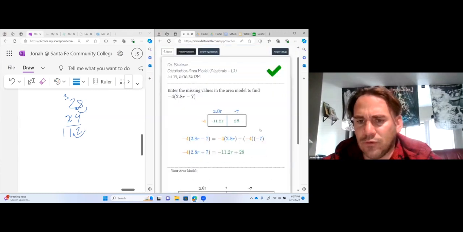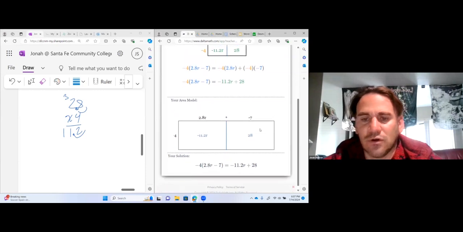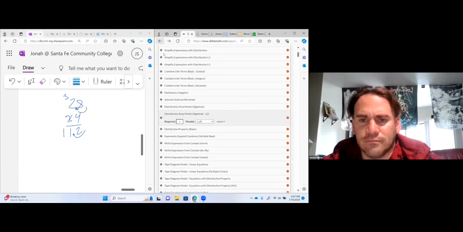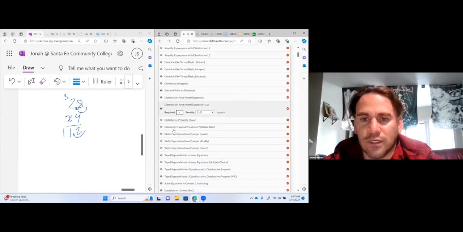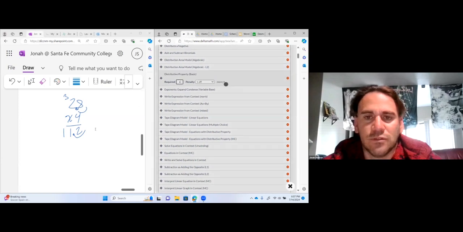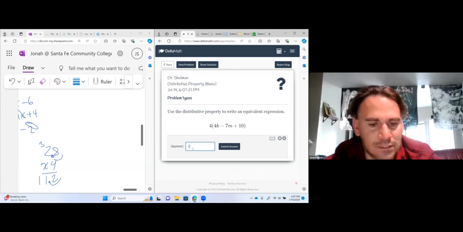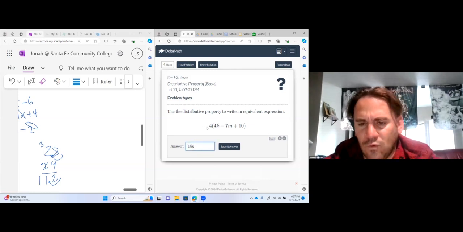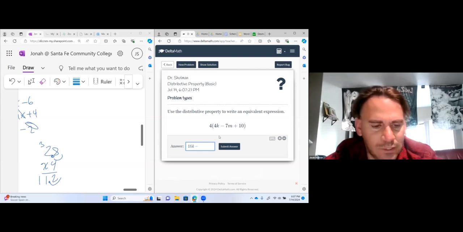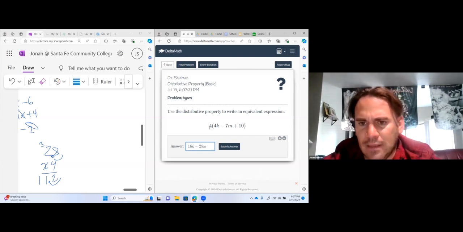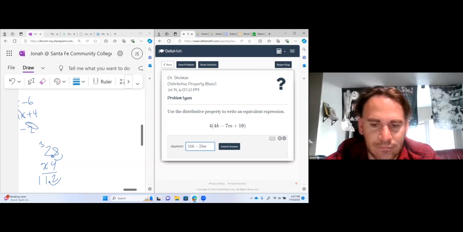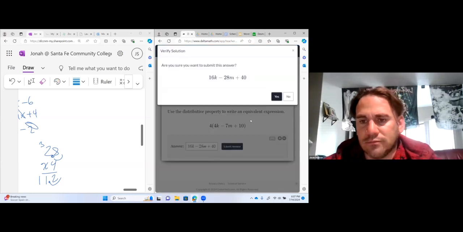Let's see if there's a level 3 to scare us into doing one that's harder. Oh, no harder. Okay, well, we're flying through it. Let's do some distributive property. All right, so we just got to distribute. 4 times 4 is 16k. 4 times -7, positive times negative is going to make a negative 28m. And then 4 times 10 is 40. I don't think you needed me to write that one out.